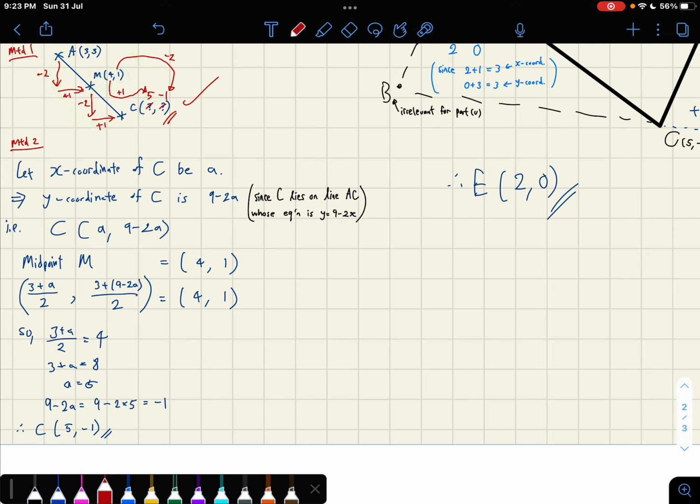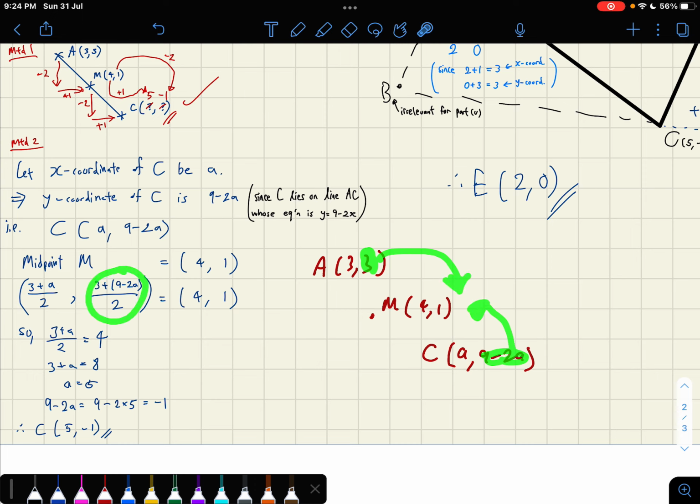Now there is a formula for midpoint, which says that you just take the average of the x: take the sum of the x coordinates, you divide by 2. Take the sum of the y coordinates, divide by 2. That's how you get a midpoint. And since we have the points, I'll just label here, A is (3, 3), C is (a, 9 minus 2a), and we know that M here is (4, 1). We just have to take the average of the x coordinates, 3 and a, and equate it to 4. Take the average of the y coordinates, 3 with 9 minus 2a, add them together, divide by 2. This, you equate it to 1.